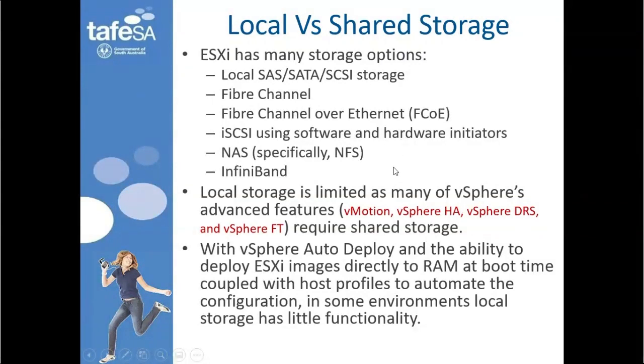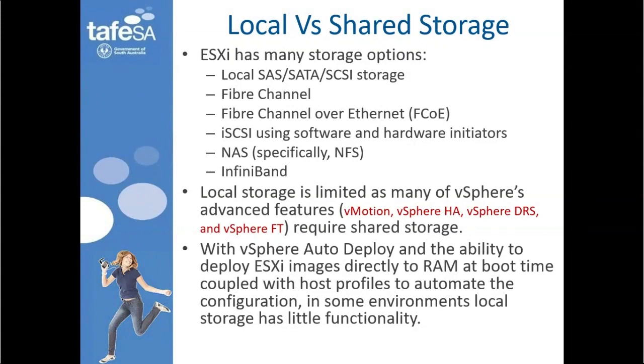Local storage is limited, as many of vSphere's advanced features such as vMotion, high availability, DRS, and fault tolerance require shared storage. If you don't have shared storage, none of those things work. With vSphere Auto Deploy and the ability to deploy ESXi images directly into RAM at boot time, which we discussed in one of the first lessons, we don't even have to install onto a hard drive. We can just run it from memory.